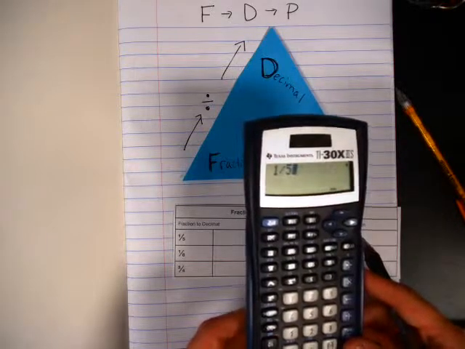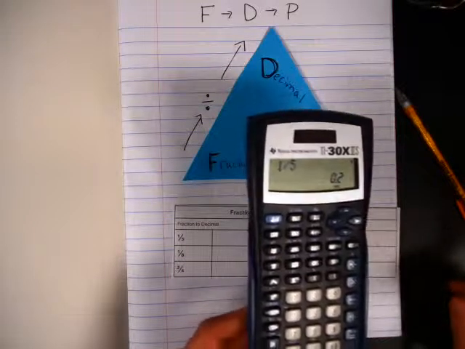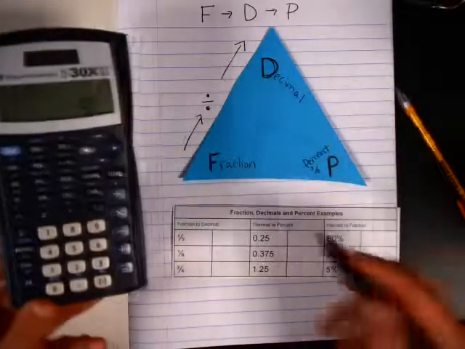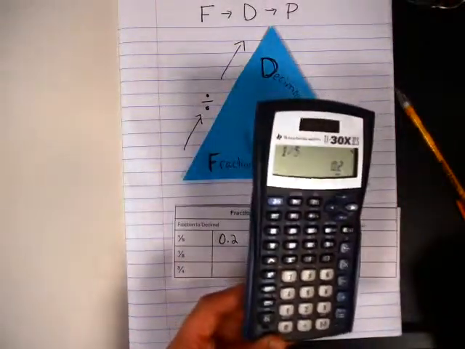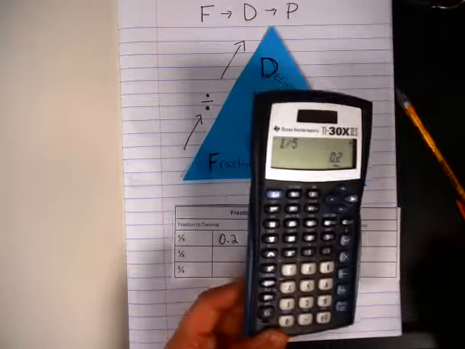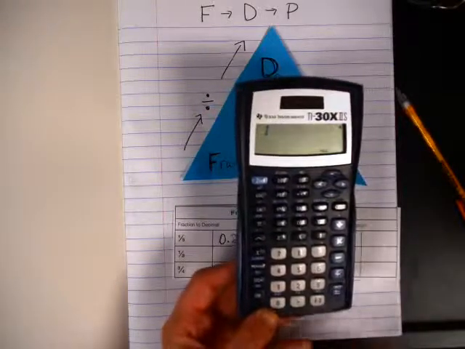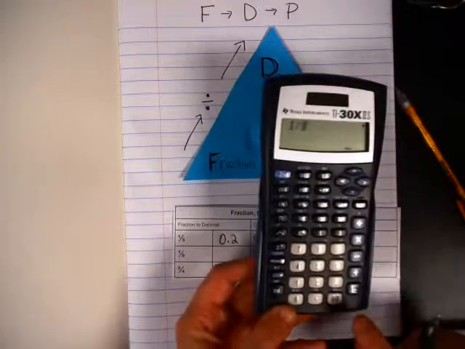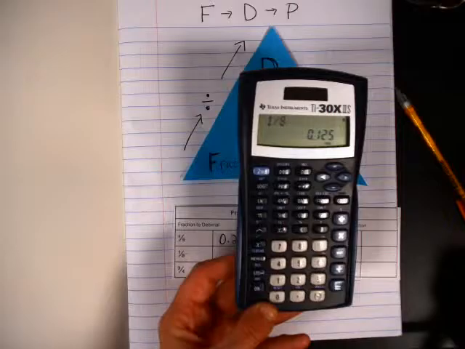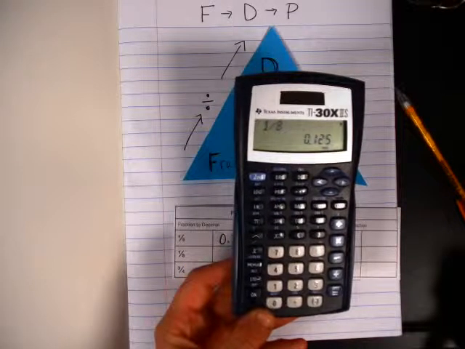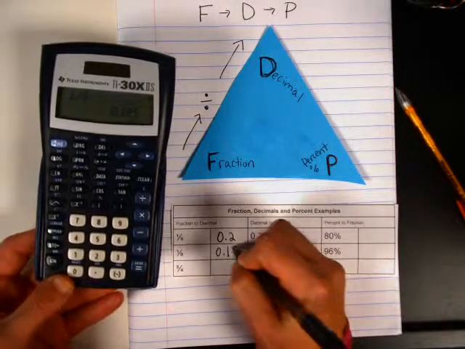Hope you can see this. Alright, so 1 divide 5. And your answer is 0.2. It has to have that decimal point, or it is not changed into a decimal. Alright, let's try the next one. 1/8. So I'm going to go 1 divide 8. And I get 0.125, or 125 thousandths. So I'm going to write that in my chart.